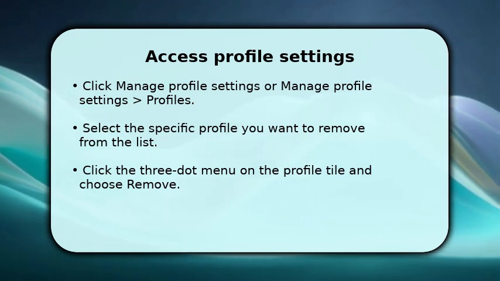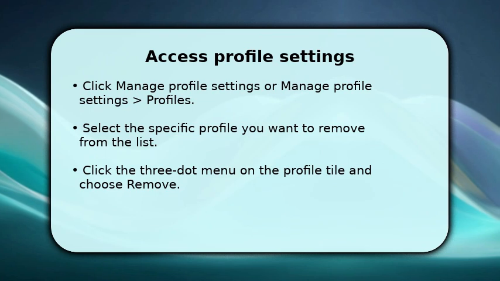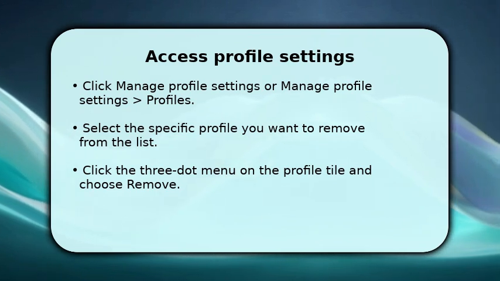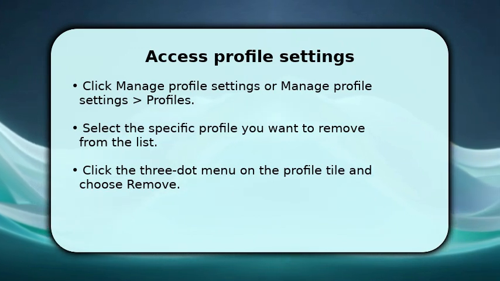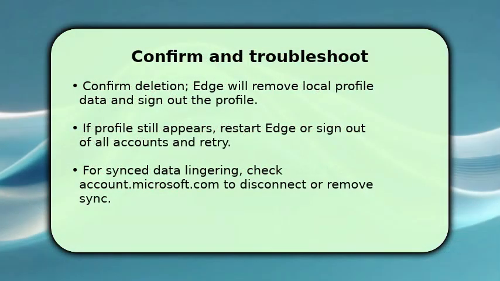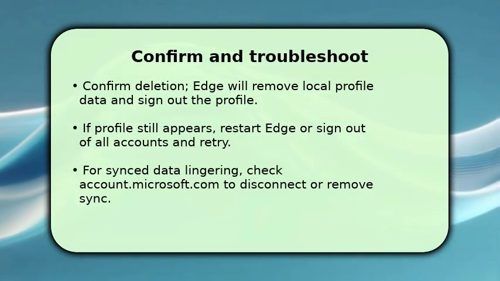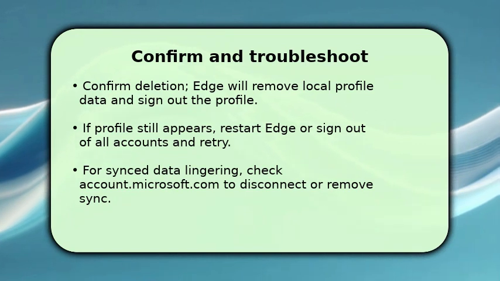Once you've identified it, open the three-dot menu on that profile tile and choose Remove. Confirm when prompted. Edge will explain what data will be deleted, so read the prompt before confirming. Finish by confirming the removal prompt. This deletes the local profile and signs it out.